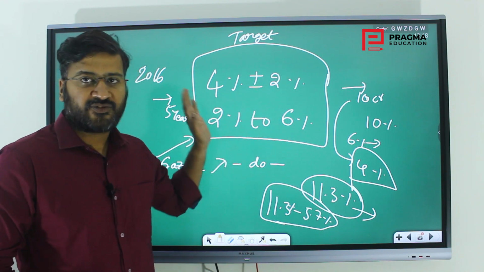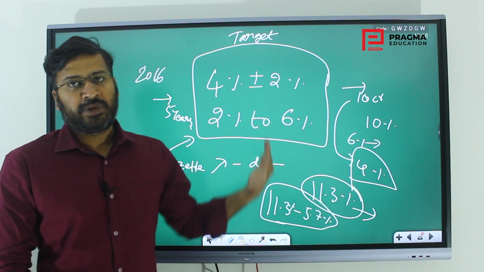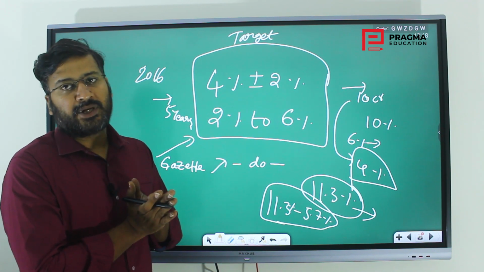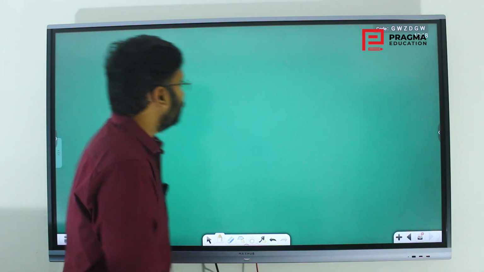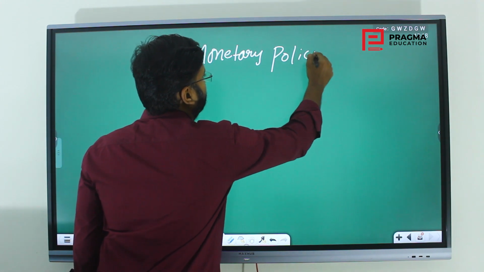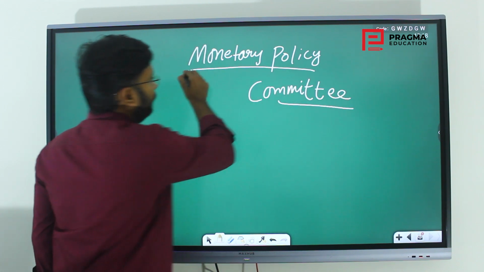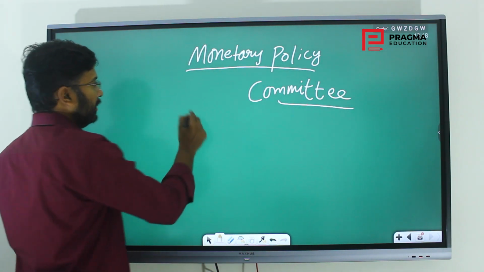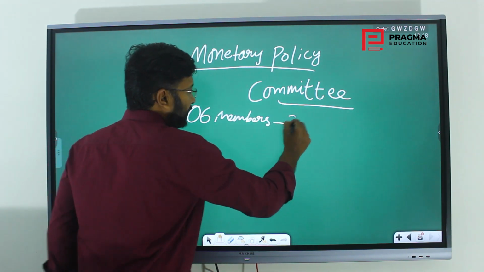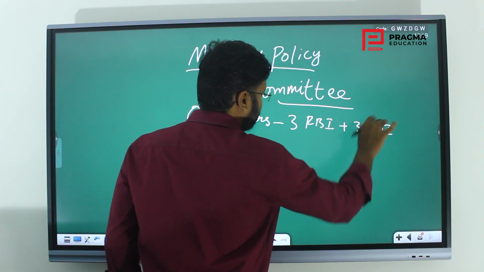And this target range is fixed by the Government of India, that is, the Ministry of Finance will give it. Then RBI will have to meet that objective. This is the agreement that is made between the Government of India and RBI. So a monetary policy committee will be formed. The monetary policy committee is a committee of 6 members: 3 from RBI plus 3 from government, the representatives of the Government of India.